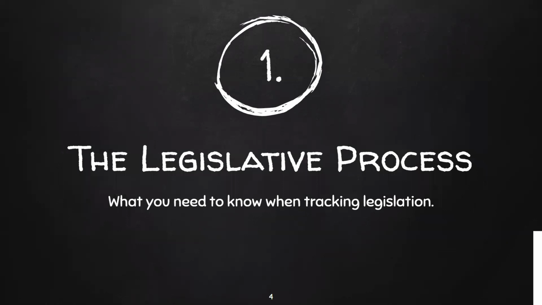The legislative process. What you need to know when tracking legislation. So obviously, to be able to track legislation, you need to understand where it starts and where it goes. Luckily, much like a train, pretty easy to track. See where it's supposed to be.